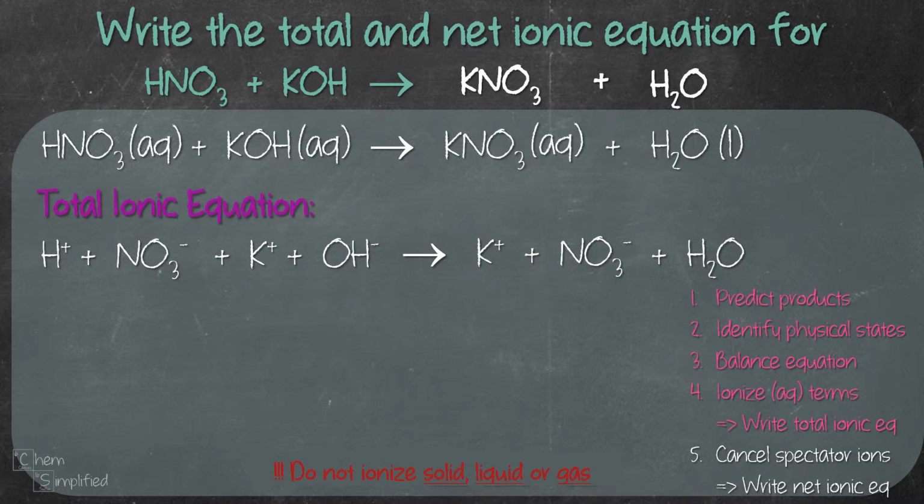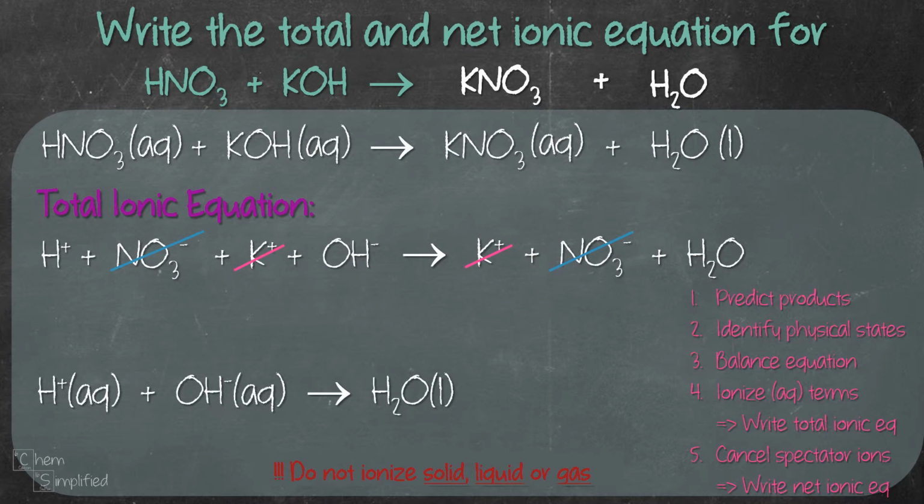The next step is to cancel out the spectator ions, which are ions that are present on both sides of the equation. If we look closely, we have NO3 minus on both sides, so we're going to cross it out. And then if you notice, we also have K plus on both sides, so we're going to cross it out as well. Then we rewrite the equation, and we get H plus aqueous plus OH minus aqueous, giving us H2O liquid. That is actually the net ionic equation.